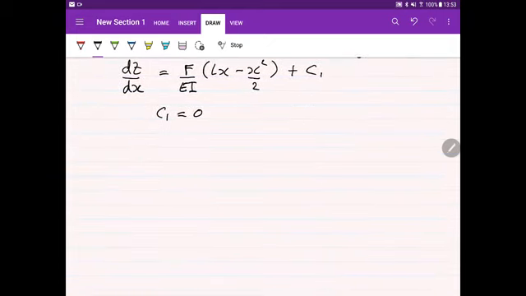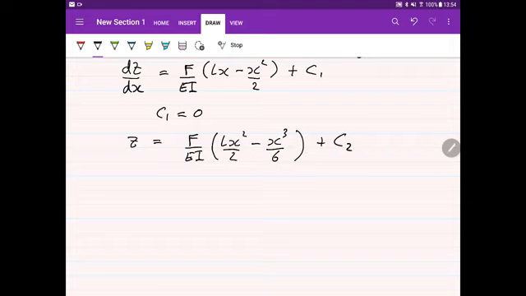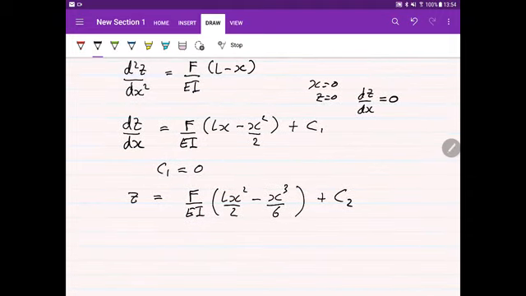Having done that, we can integrate for a second time, and then we find that z is going to be equal to F over EI times (Lx squared over 2 minus x cubed over 6), the 3 coming down there. And we again get a constant of integration. But for the same reasons as we saw here, because z equals 0, we have 0 equals, the bracket goes to 0, which means that C2 must also equal 0.